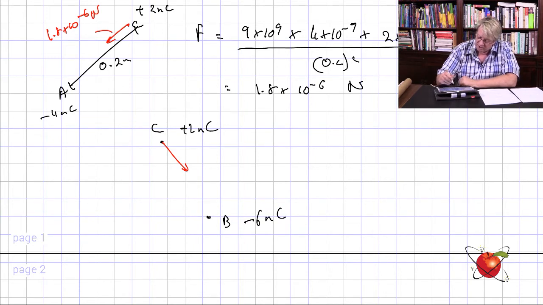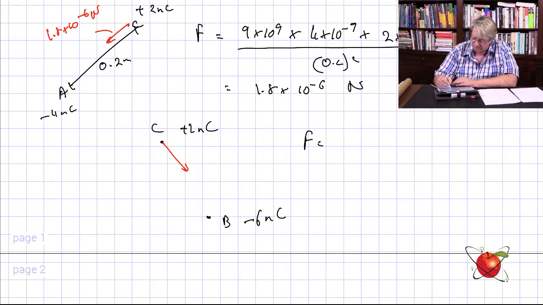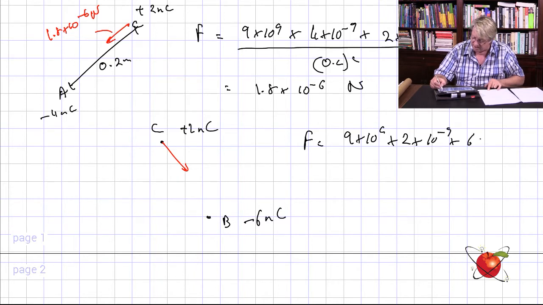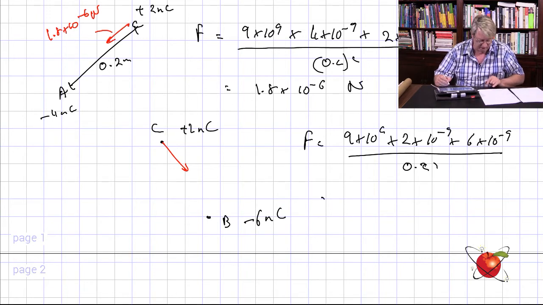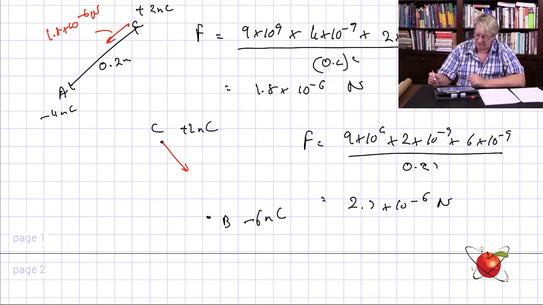So we do exactly the same. We just work out the force. F is equal to K times 2 times 10 to the minus 9 times 6 times 10 to the minus 9, all over 0.2 squared. And what do we get? We get 2.7 times 10 to the minus 6 newtons, right? So now we've got two forces, both pulling down that way. Therefore, we can now say, hang on, just a mo. I know these two forces.